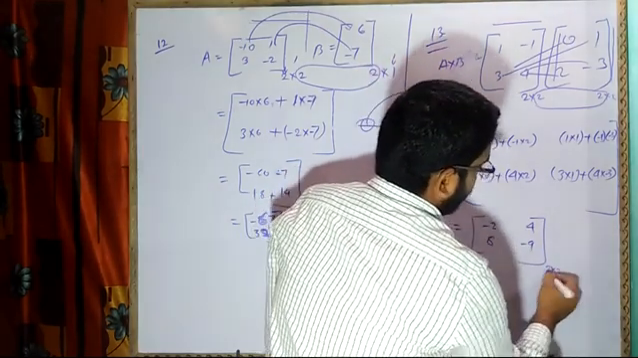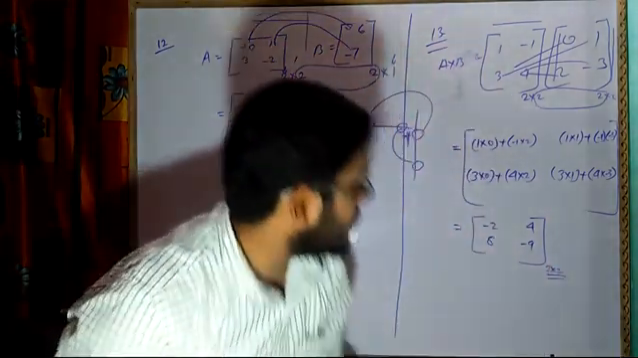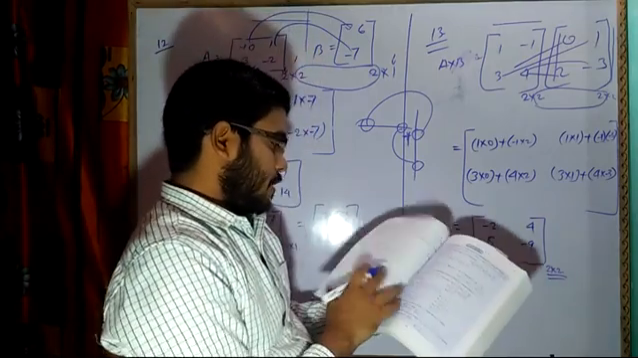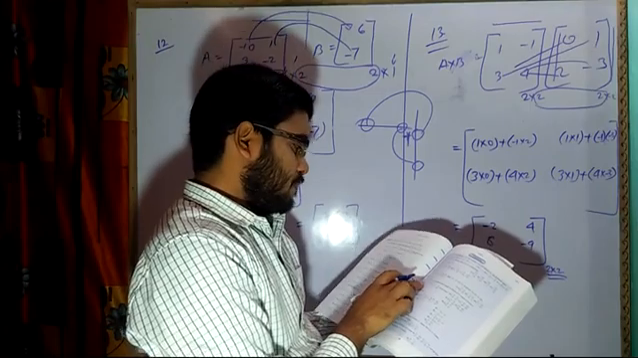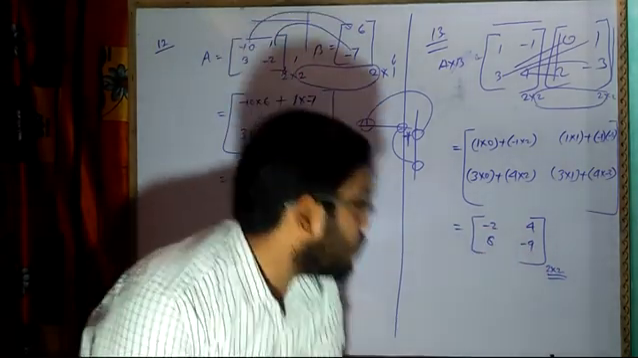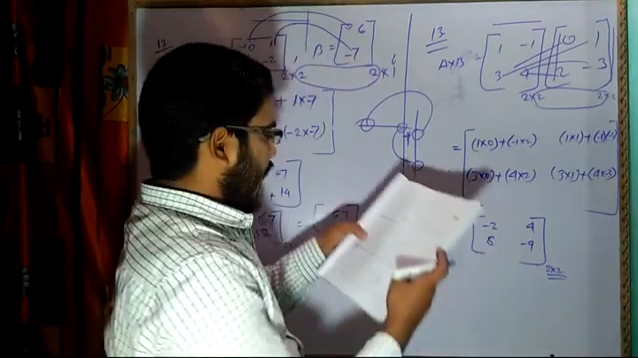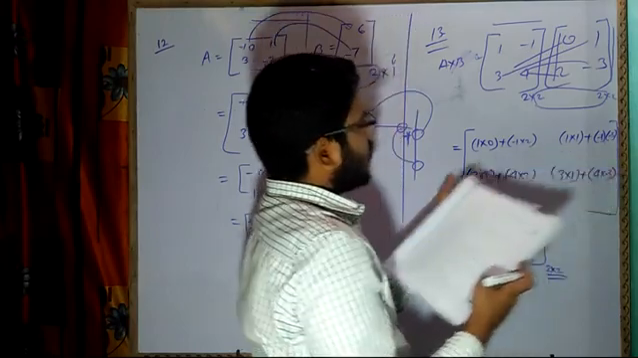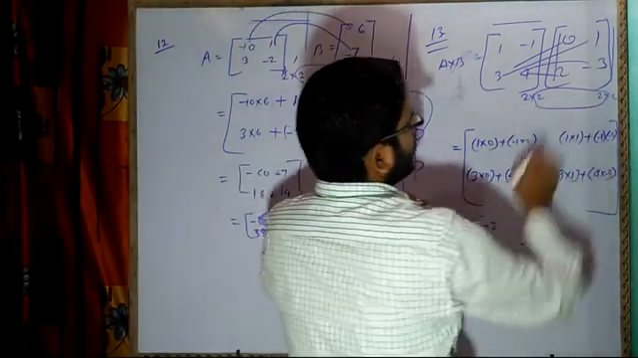This is of order 2 cross 2. I hope this answer is perfect. It does not have any error. 13A. Okay, question number 13. Minus 2, 4, 8 and minus 9. Now the question says, is it possible to have BA? Find AB and BA if possible. Obviously AB is possible.